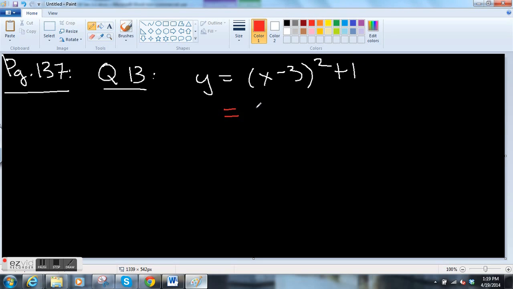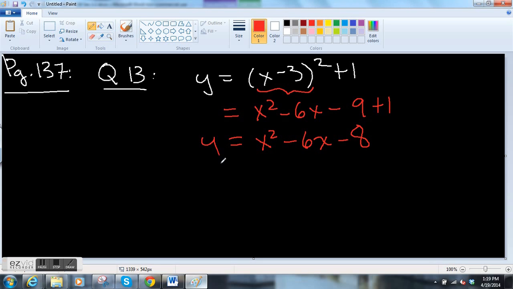So first you can rewrite this like this: x squared minus 6x plus 9 plus 1. I just expanded that out, I'm trying to get it in the general form. That's the same as x squared minus 6x plus 10. So that's the same function.